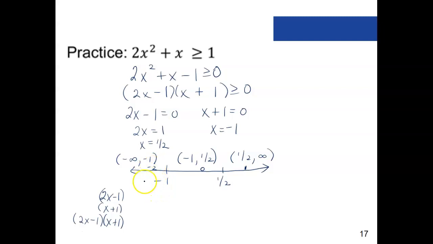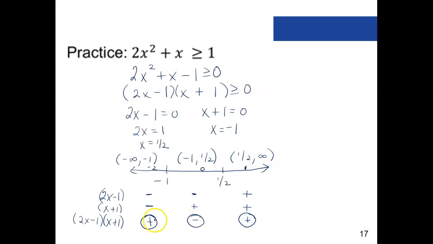All right, so if I plug this negative 2 in, I'm going to end up with a negative and also a negative. So a negative times a negative is going to give me a positive. Here, if I plug 0 in, I'm going to end up with a negative and a positive. So I'm going to get a negative for that answer, because a negative times a positive gives me a negative. If I plug 1 in, putting 1 into this factor, I'm going to end up with a positive, and a positive is going to give me a positive.